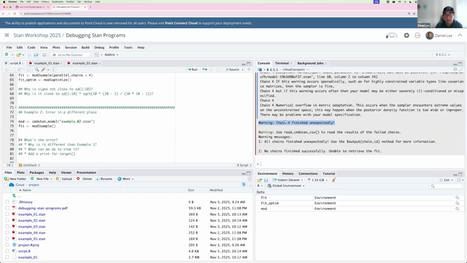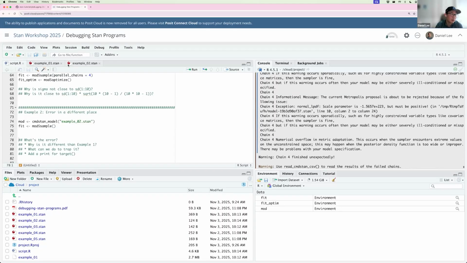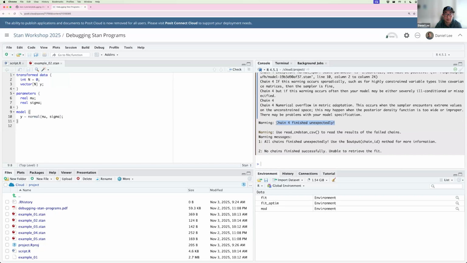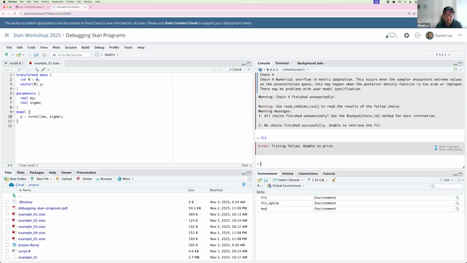First of all, we'll take a look at this program real quick. Transform data is y equals 0. I put no priors on mu and sigma. With no data, this ends up with none of the chains finishing, so it's unable to print. We just don't have a successful output.